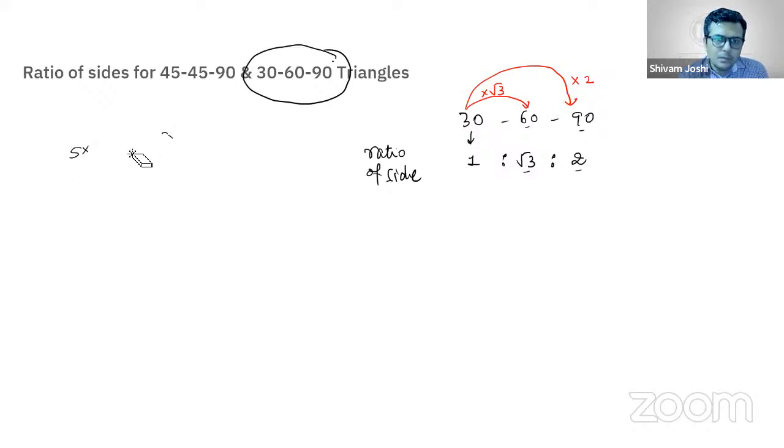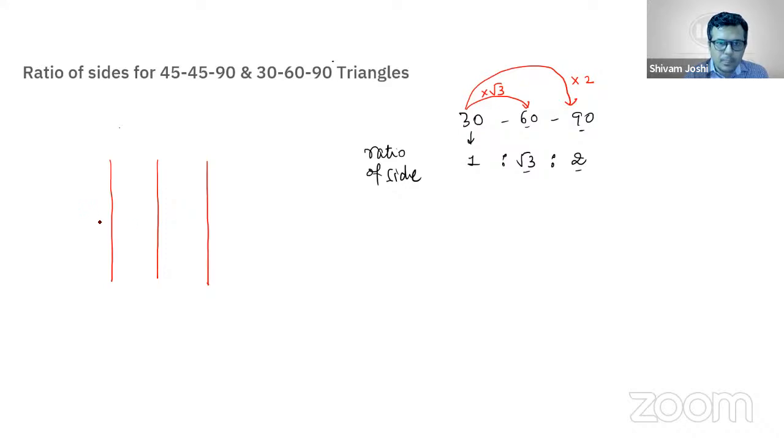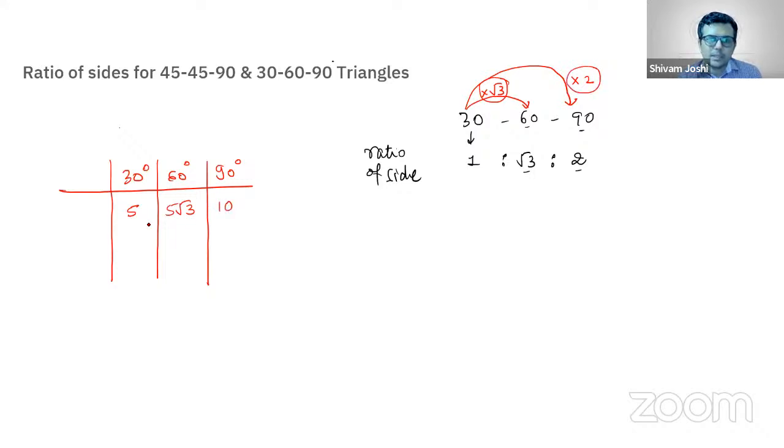Let's get a small drill done on this. If I'm giving you 30, 60, 90 as the angles, and the side opposite to the 30-degree angle is, suppose, 5. For the side opposite to the 60-degree angle, you simply multiply by root 3, so this has to be 5 root 3. For the side opposite to the 90-degree angle, you multiply by 2, so this is 5 into 2, that is 10. Easy. Let's do another one.